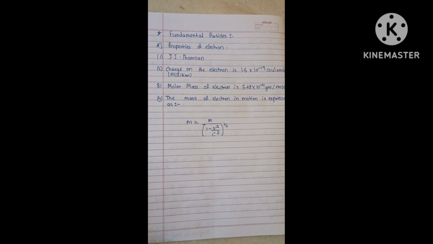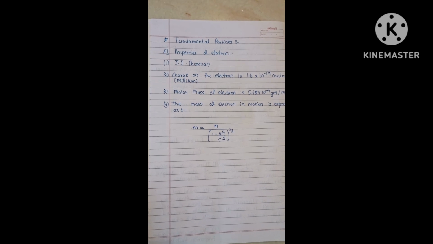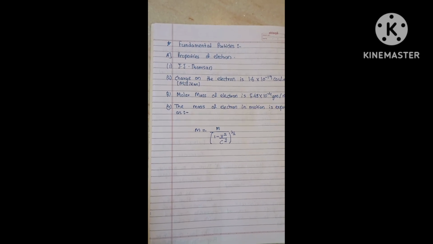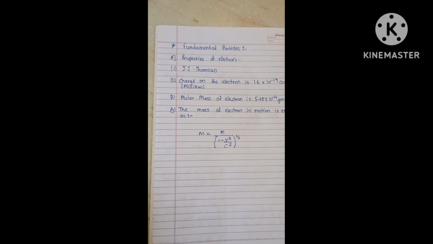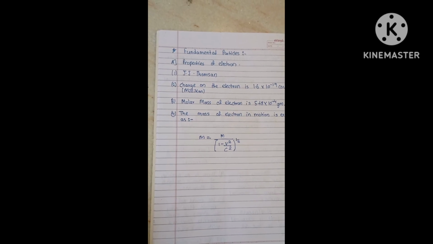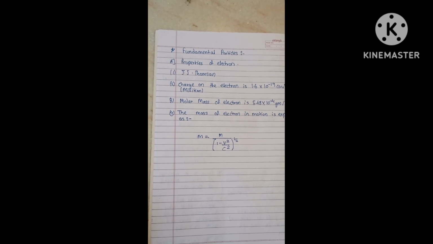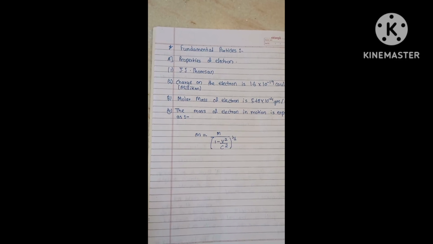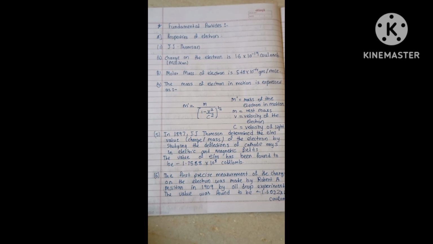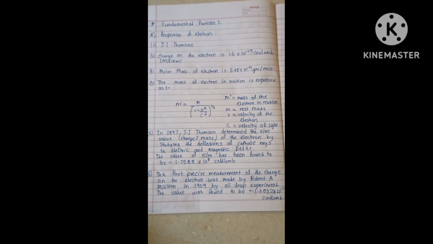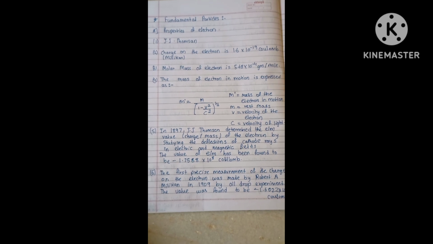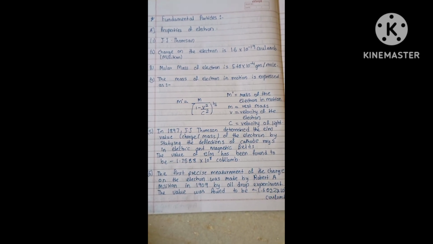The first precise measurement of the charge on the electron was made by Robert A. Millikan in 1909. By oil drop experiment, its value was found to be minus 1.6022 into 10 raised to minus 19 coulomb. Now the 7th point, the mass of electron can be calculated from the value of e by m, and the value of mass is 9.1096 into 10 raised to minus 31 kg. So these were the properties of electron.